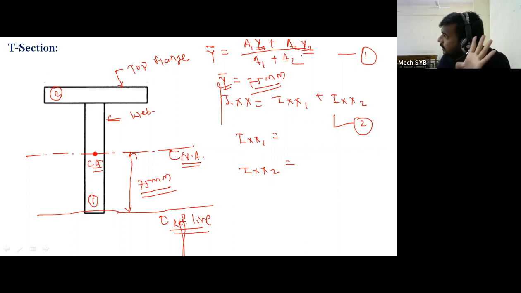only section 2's CG, that we have to understand.